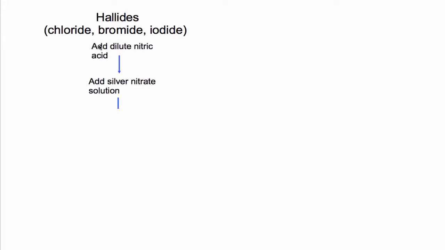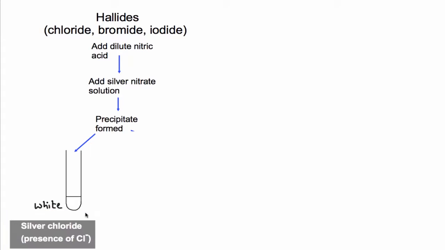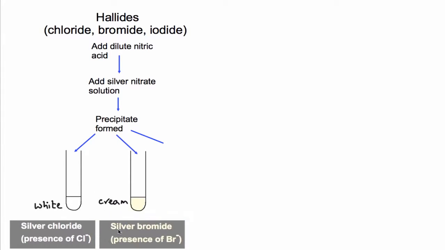So we add dilute nitric acid, then we add silver nitrate, and very simply we get a precipitate that is formed. And out of those we have three different colors. If we have a white precipitate, then we know it's going to be silver chloride, and that tells us that we have the presence of chloride ions. If we have a cream colored precipitate, that tells us that we have silver bromide, so in other words the presence of bromide ions. And finally, if we have a yellow precipitate, that then tells us that we have the presence of iodide ions.